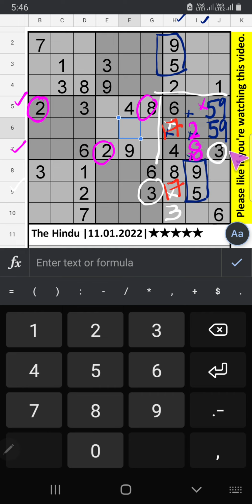In this grid, only one number is remaining. We don't know 1 or 7. It will come in any one of the cells. We'll confirm later.